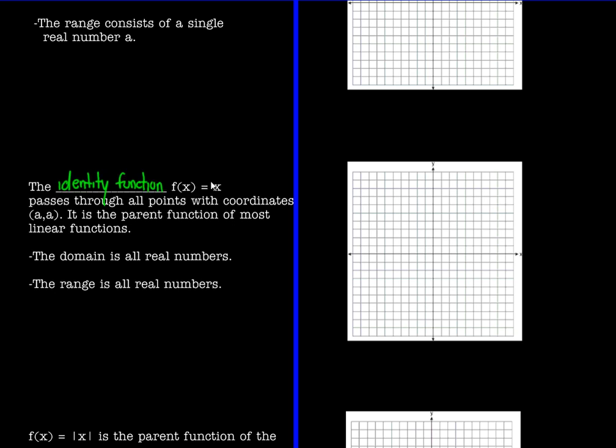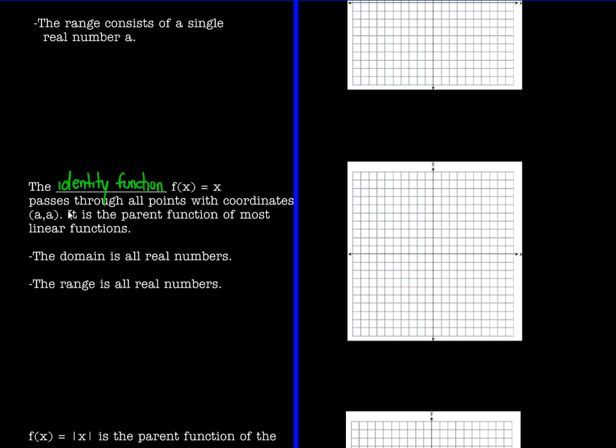That's f of x equals x. That's things where you get points like 1, 1, 2, 2, 3, 3, 4, 4. It's the line x equals y, or y equals x. It passes through all points with coordinates a, a. So you plug in 1 for a, y is also 1. X is 2, y is also 2. X is 3, y is also 3, and so forth. It's the parent function. This is very, very important.